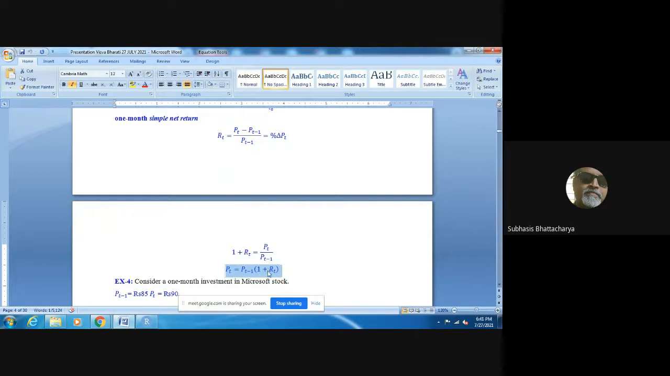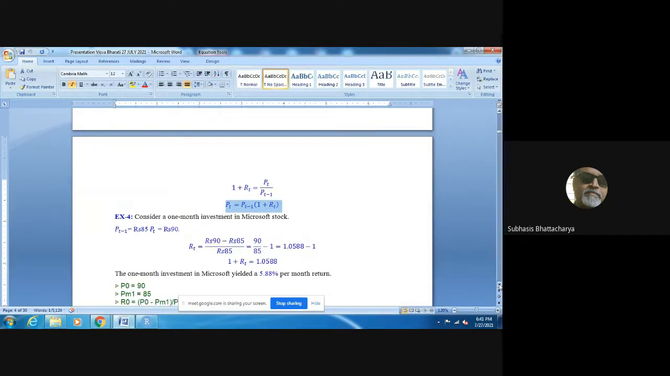That means this is the first step of prediction. If you know RT, and you surely know PT minus 1 because it is past or historical data, then from here you can guess the future price, that is PT. This kind of return means net return. Asset prices are always non-negative, but the RT value, that is the return, may be negative. Mind this: RT may be negative, but PT and PT minus 1 are always non-negative.